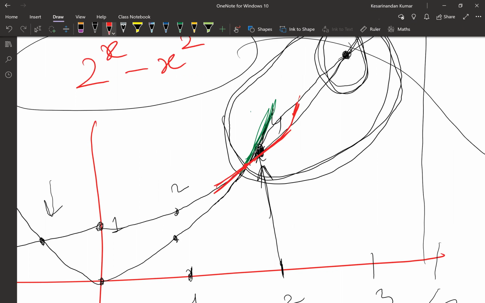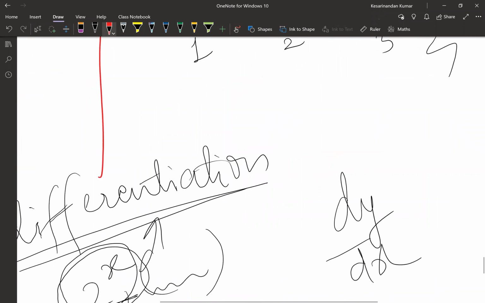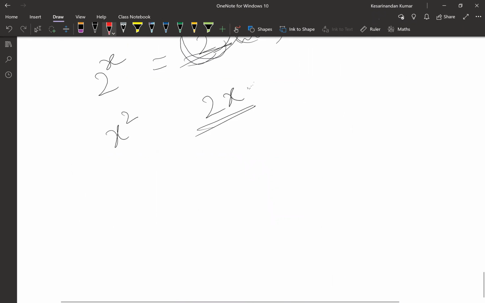Anybody who did not understand this part, please tell me. I will explain it once again. Will you please repeat it again? Yeah, sure. Let me put it in easier language first.